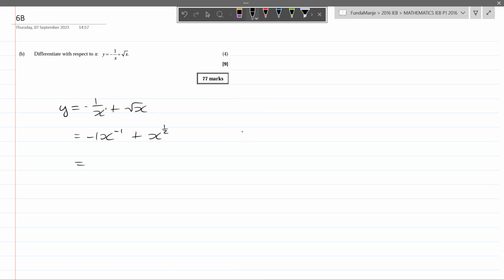From this point, we can now get the derivative, which we can represent with a little dash on top of y. We multiply the coefficient by the power, so minus 1 times minus 1 gives us positive 1, and that would just be x, and then we subtract 1, that would be minus 2, plus here the coefficient is 1, we multiply 1 by the power, which is a half, that will give us a half, x to the power of a half minus 1, that is negative a half, and that is your answer.